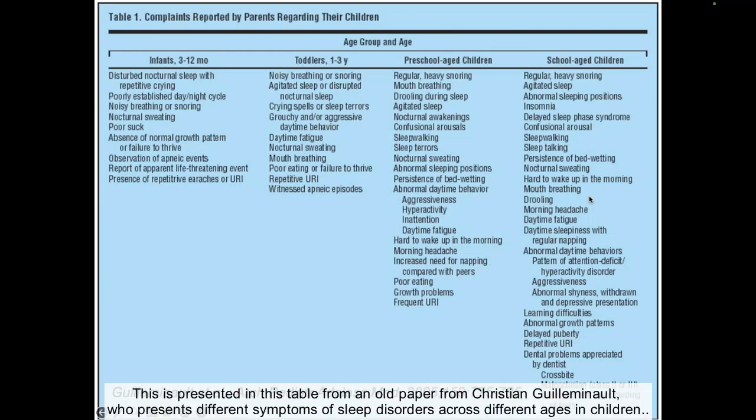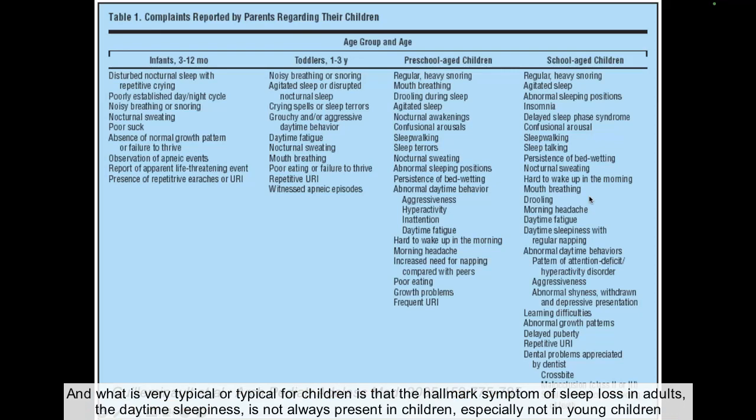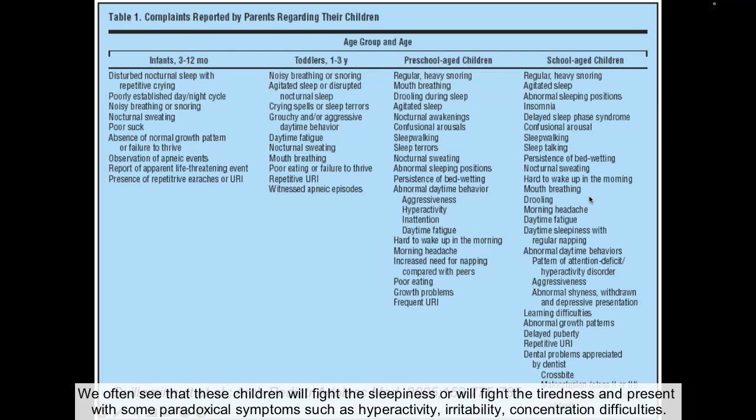This is presented in this table from an old paper from Christian Guilleminault, who presents different symptoms of sleep disorders across different ages in children. What is very typical for children is that the hallmark symptom of sleep loss in adults, daytime sleepiness, is not always present in children, especially not in young children. We often see that these children will fight the sleepiness or the tiredness and present with some paradoxical symptoms such as hyperactivity, irritability, and concentration difficulties.